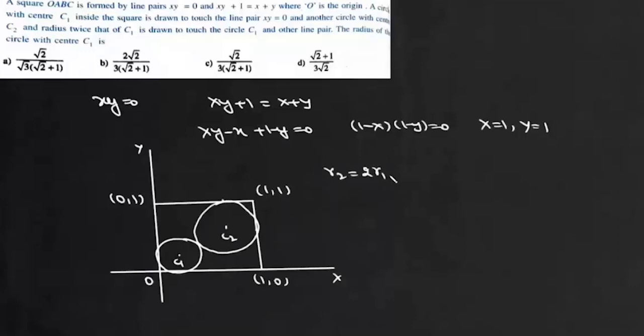Now it is given that r2 is 2r1. Now since the circle C1 touches both the axes, its center will be (r1, r1), whose radius is r1. Now the radius of the second circle is 2r1. So its center will be (1 minus 2r1, 1 minus 2r1). So we can write C2 as (1 minus 2r1, 1 minus 2r1), and its radius will be 2r1.